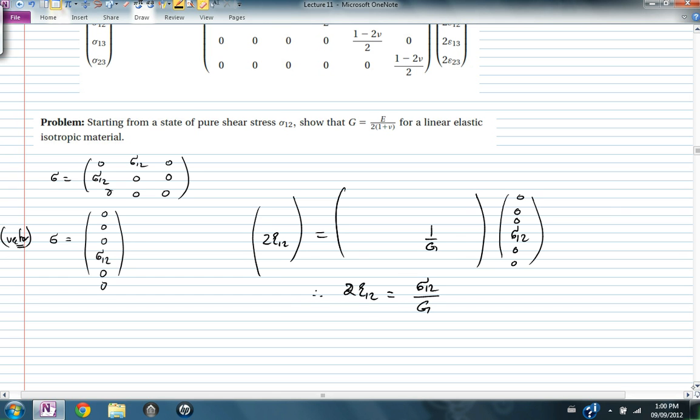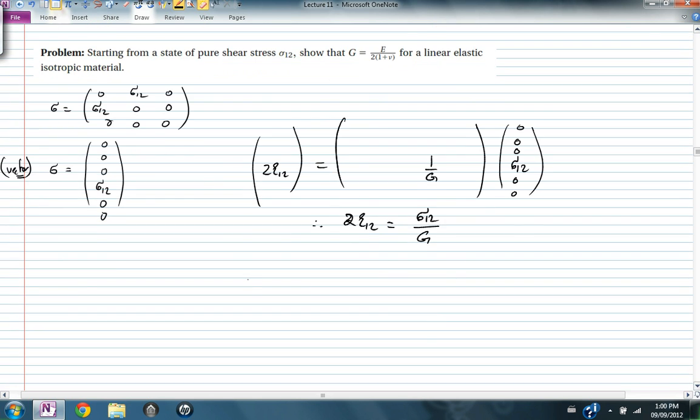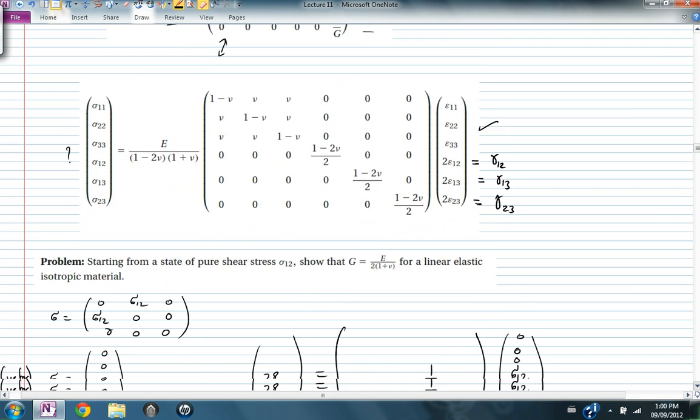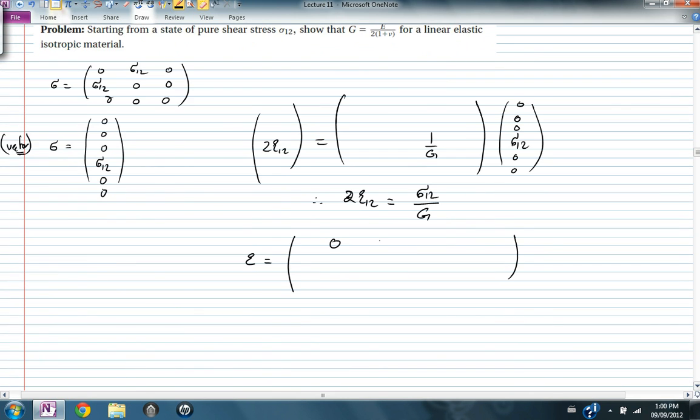Which means that the strain matrix is as follows. Now notice that in the above relationships I use the traditional shear strain, which is double the shear strain that I'm using in the matrix. So this is equal to sigma 1 2 divided by 2G.